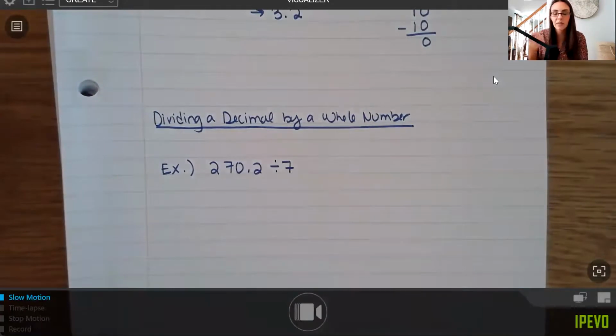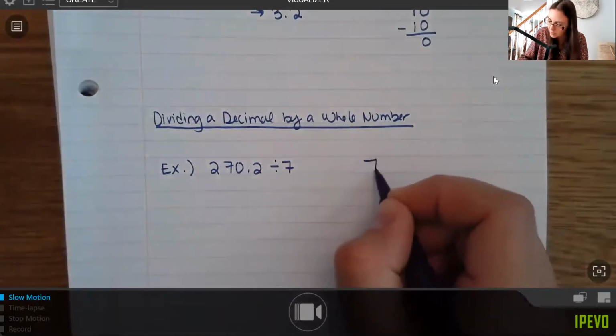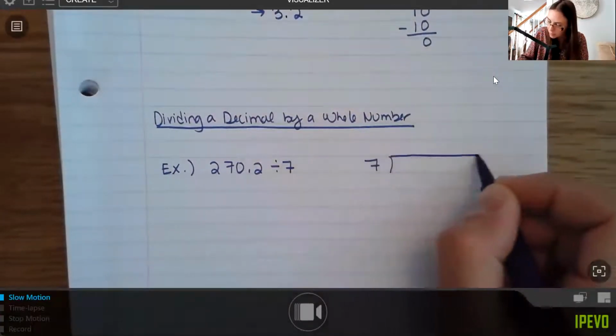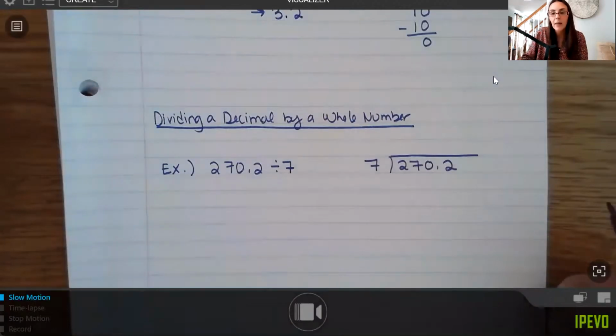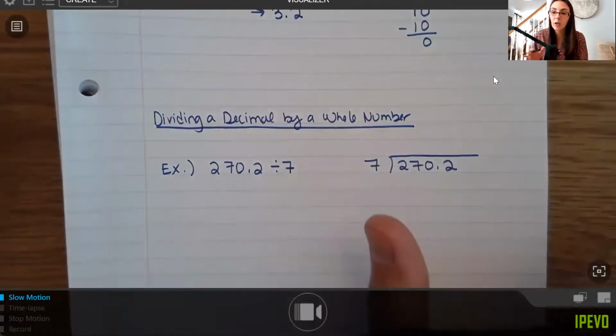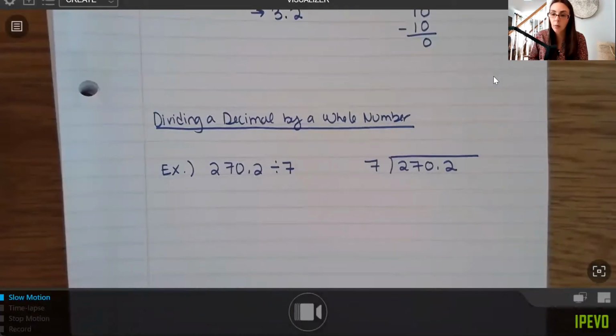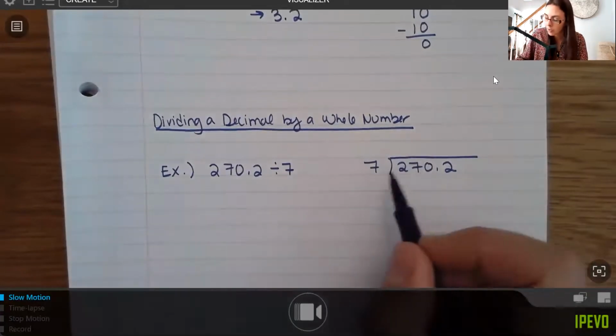So we're taking this number, we're dividing it by the whole number 7. So that 7 goes outside my division bar, and the 270.2 goes inside. Now, the biggest thing with dividing in general and dividing particularly with decimals is to make sure you stay lined up. That is so important. So you'll notice that I tend to put in extra zeros as I'm dividing just to make sure I don't miss anything. So I'm going to start here.